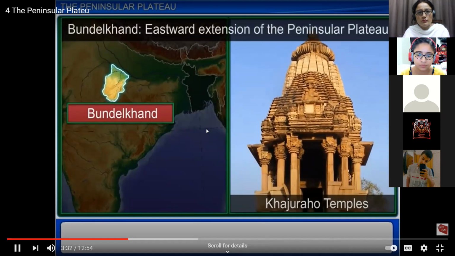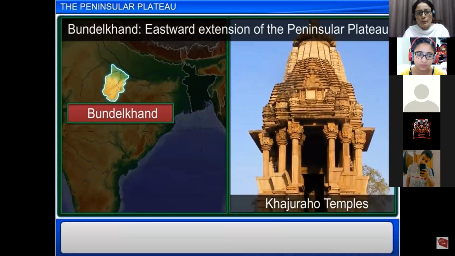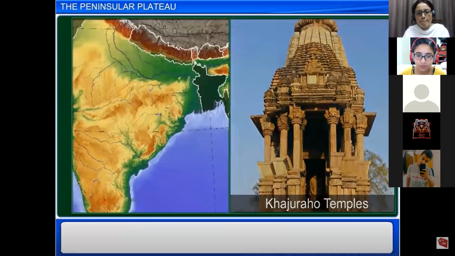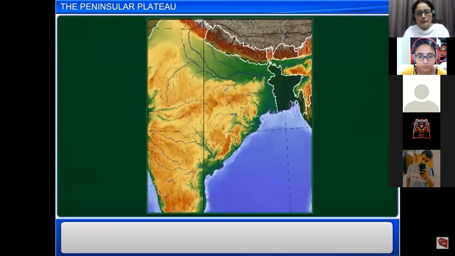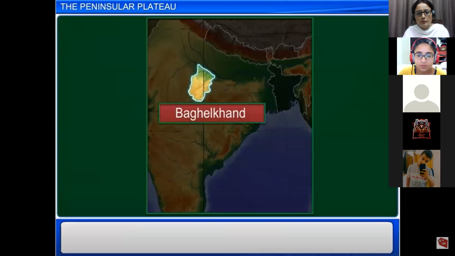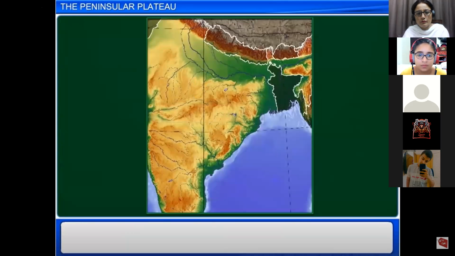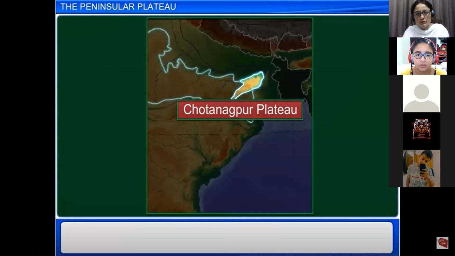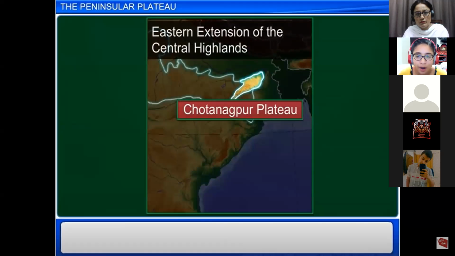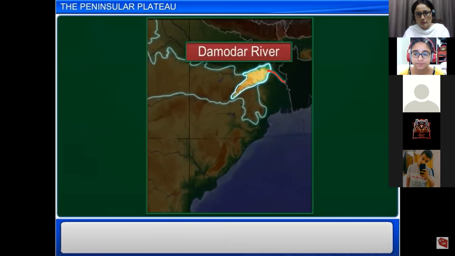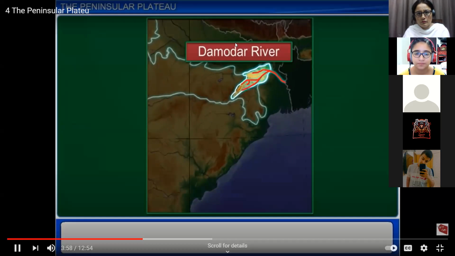Bundelkhand is the local name for the eastward extensions of the Peninsula Plateau. The other eastward extension is Baghelkhand. Further east, you will come across the Chota Nagpur Plateau. This is the eastern extension of the Central Highlands. The Damodar is an important river that drains this region. It is a very famous river which flows through the Chota Nagpur Plateau area.